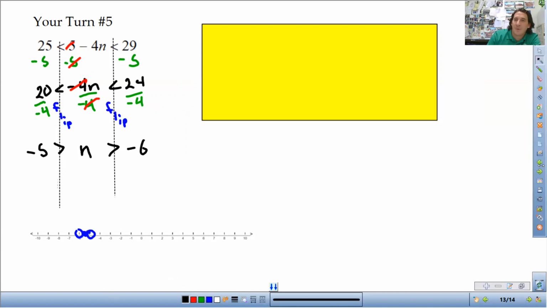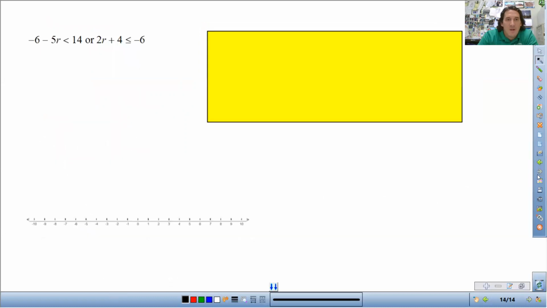All right. Last one, another or inequality. So first thing I'm going to do is solve the first inequality here. This one on the left, I'm going to put in a line of separation. First step to solving that one, I have a minus 6. So I'm going to eliminate the minus 6 by adding 6 to both sides. So I get negative 5r is less than 14 plus 6 is 20.